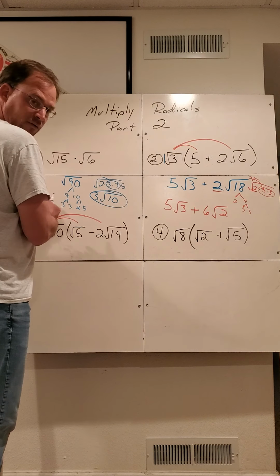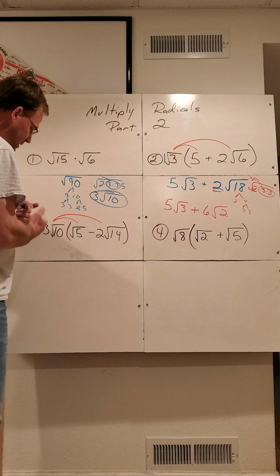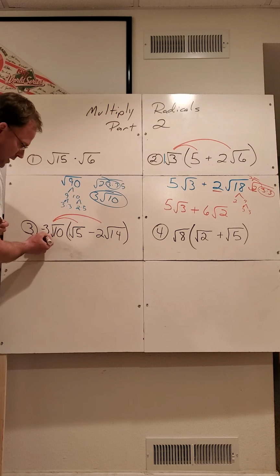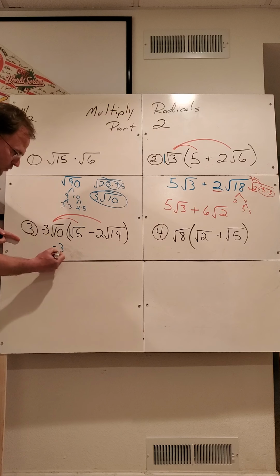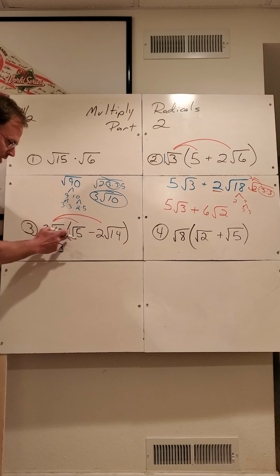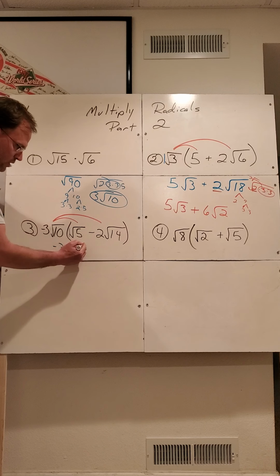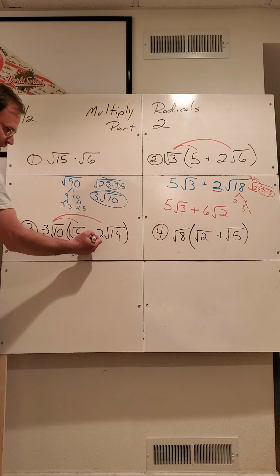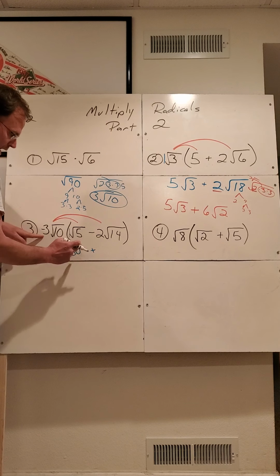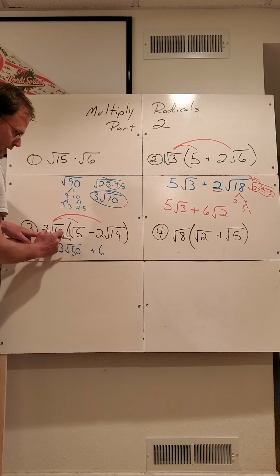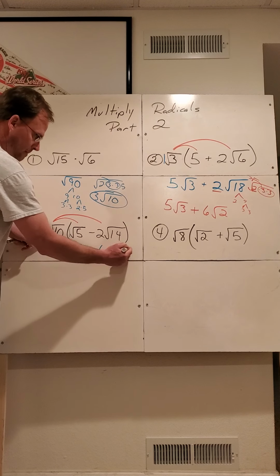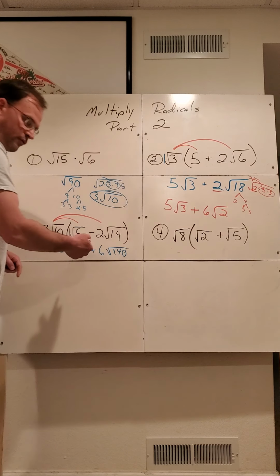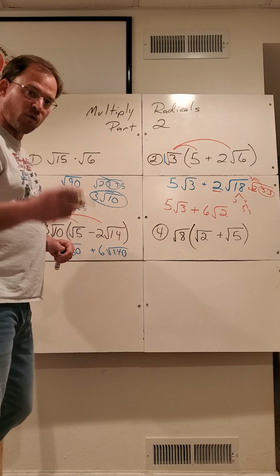Take the outside stuff times the outside stuff, inside times the inside. So, remember, if I don't see a number, there's a 1 right there. So negative 3 times 1, negative 3 for my outside number. 10 times 5 is root 50. Negative times negative is positive. Outside times outside. Inside times inside. So I've got negative 3 root 50 plus 6 root 140.